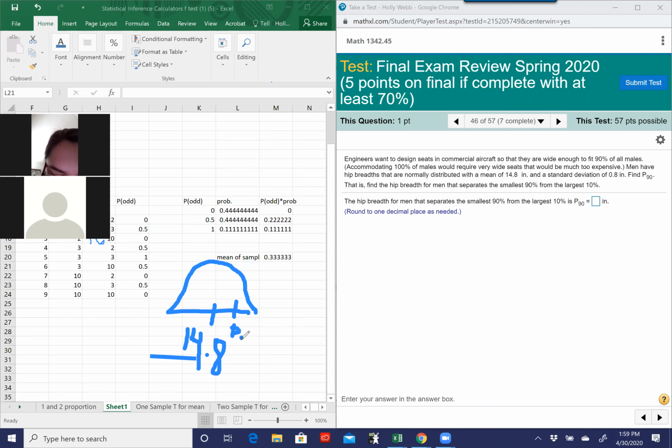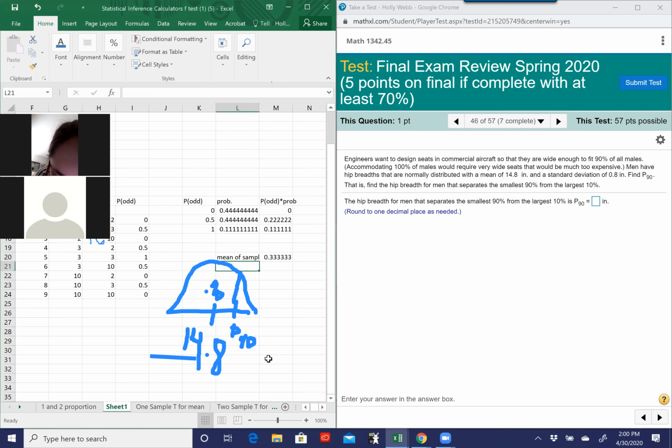Since this is the 90th percentile, what we know is that 0.90 is to the left of it. So we know the area to the left of it, and we're looking for this data point down here. So how are we going to find that? We're looking for a data point, and we know that 90% is to the left of it. What are we going to use?